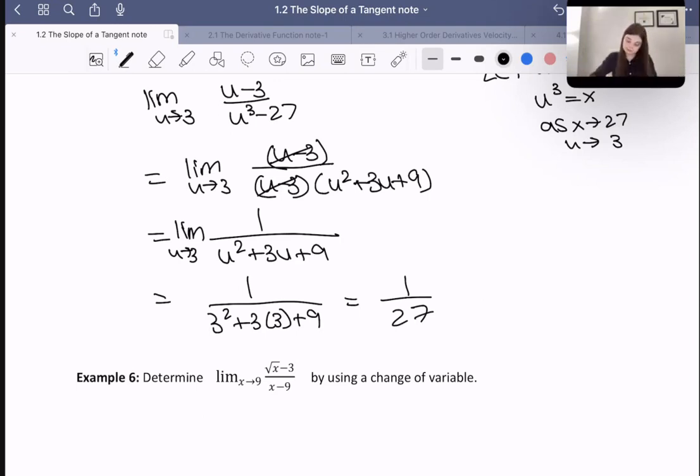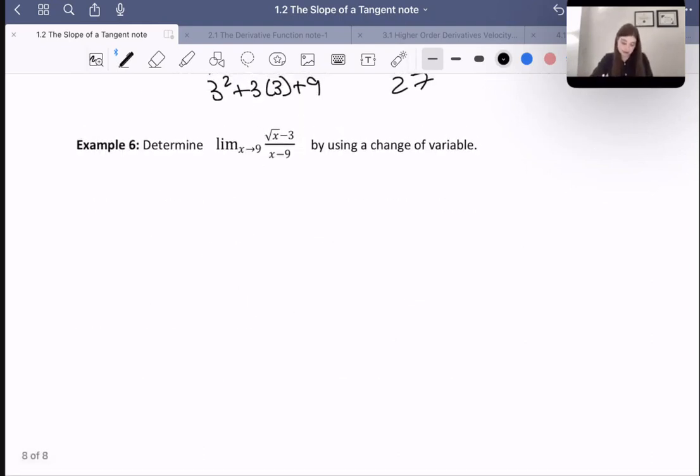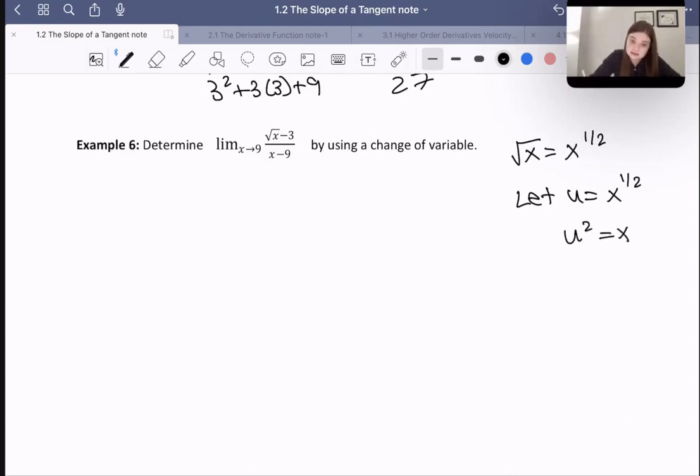All right. Last but not least, let's try this one using a change of variable, and then that will be it for our unit. So here it says, determine the limit as x approaches 9 in this case. So in this example, let's note that the root x is equal to x to the power of a half. Let's let u equal x to the half, which means u squared is equal to x, which means as x is approaching 9, u would be approaching 3, right? Because the square root of 9 gives us 3.